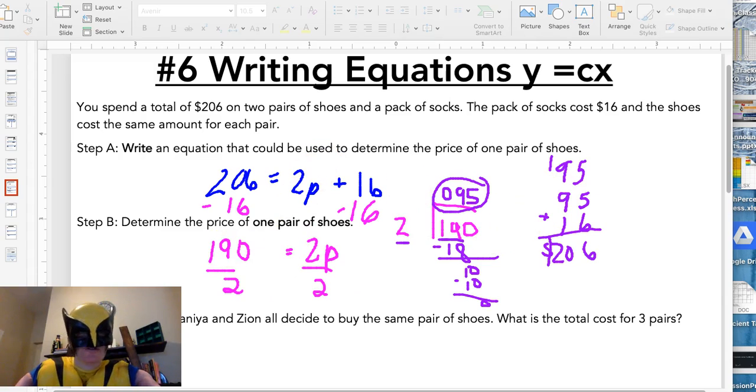The last thing that I want to do is answer this next question. Some of my other awesome crime fighters are Mariah, Sanaya, and Zion. I don't know if you guys have seen their shoes, but they're really cool. They decided to buy all the same pair of shoes. If they buy 3 pairs, how much would that cost?